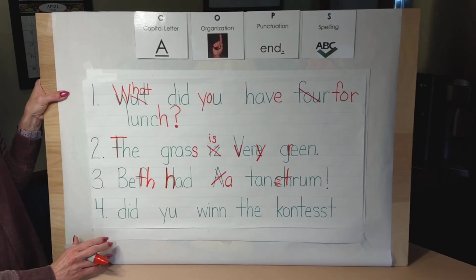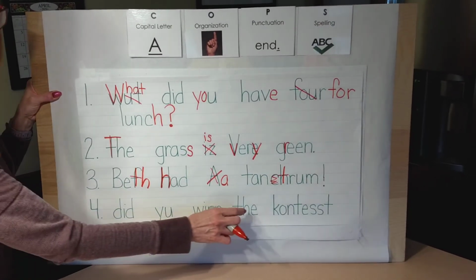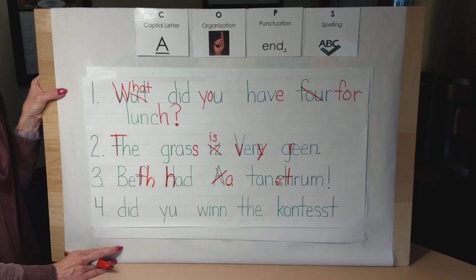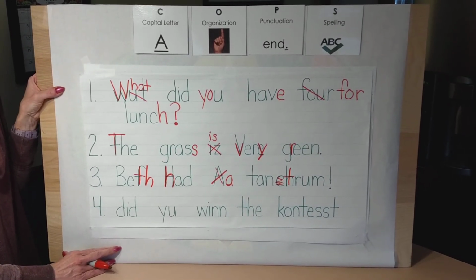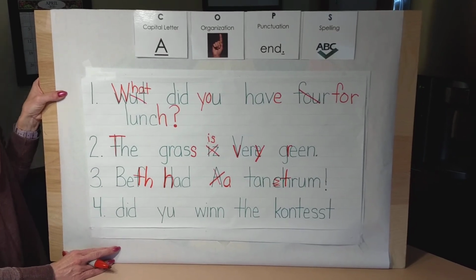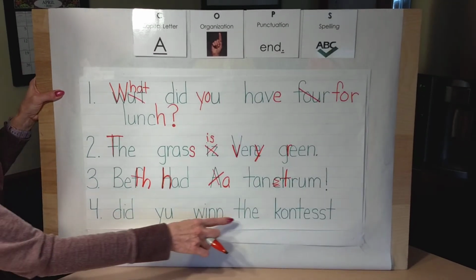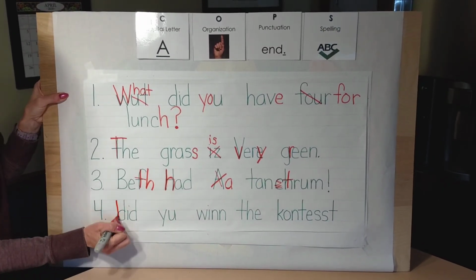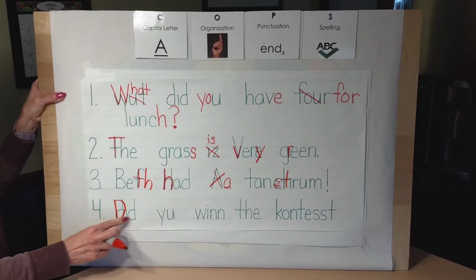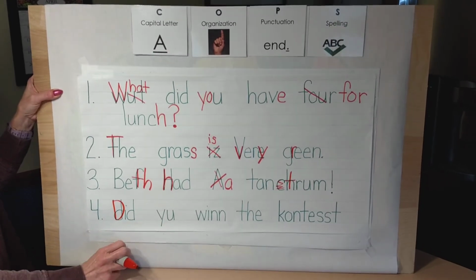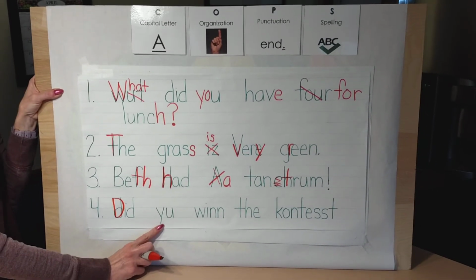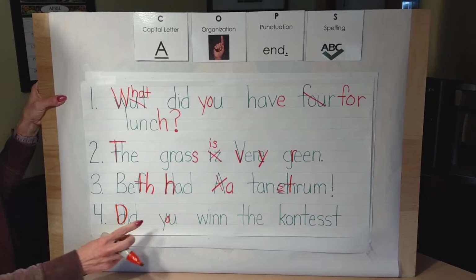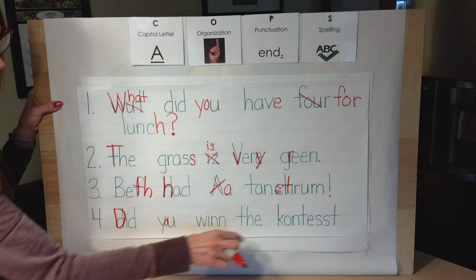Now number 4, the last one. Did you win the contest? Pause your computer. Okay, we're back. Did you win the contest? Starting at the beginning, we need a capital D for did. Did you? That does not say you. How do we spell you? I bet you know. Y-O-U. I'm going to squeeze a little O in there. Did you win the contest?